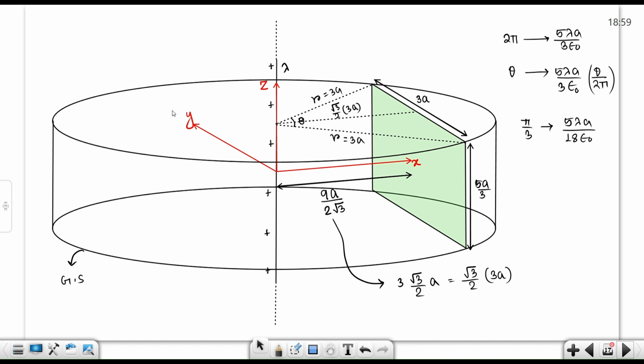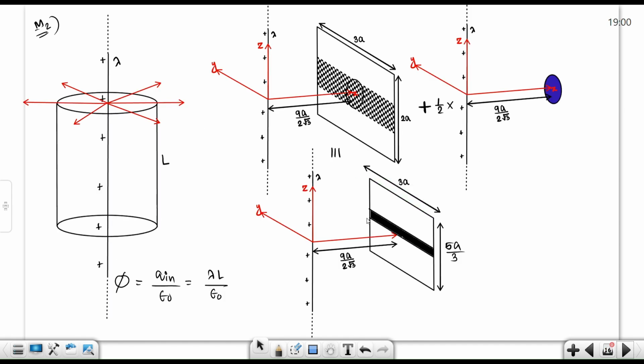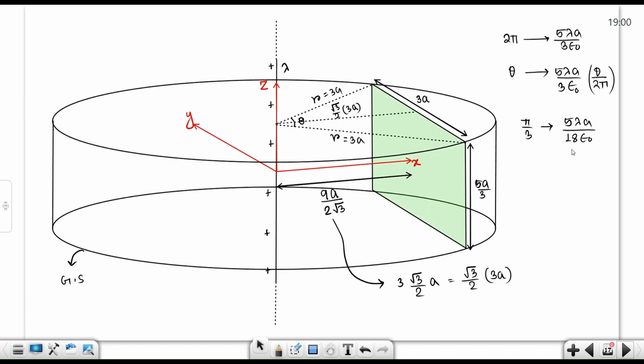So for this 2 pi angle, you know the flux will be lambda into L, length of the cylinder, upon epsilon naught. So in this case, length of the cylinder is 5a upon 3. So 5 lambda a upon 3 epsilon naught. So for theta angle, this will be 5 lambda a upon 3 epsilon naught into theta upon 2 pi. Now in this case, the value of theta is pi by 3. So it will be 5 lambda a upon 18 epsilon naught. So the flux through this part is 5 lambda a upon 18 epsilon naught.